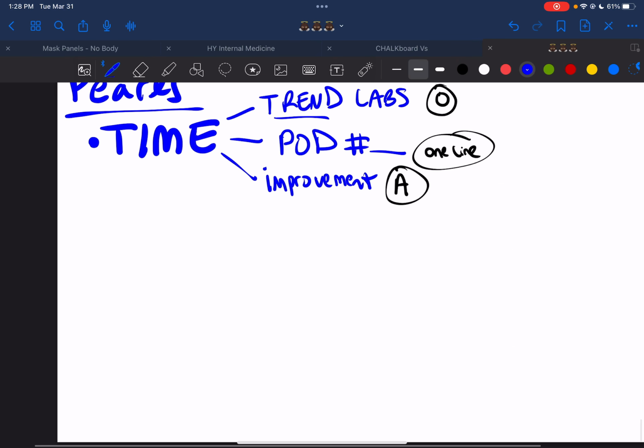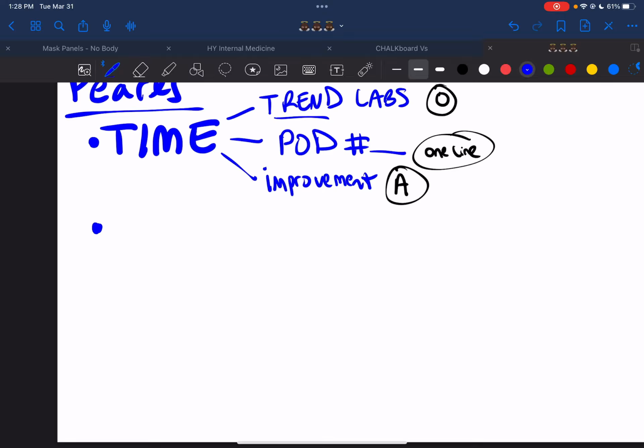So what are the pearls? Timing is important. Always think about timing. What's another pearl? Metabolic syndrome. Know what that is. Everybody has it. We already said it: obesity, hypertension, diabetes, and hyperlipidemia. It's from diet and stuff. Trending things, timing. We already talked about that.